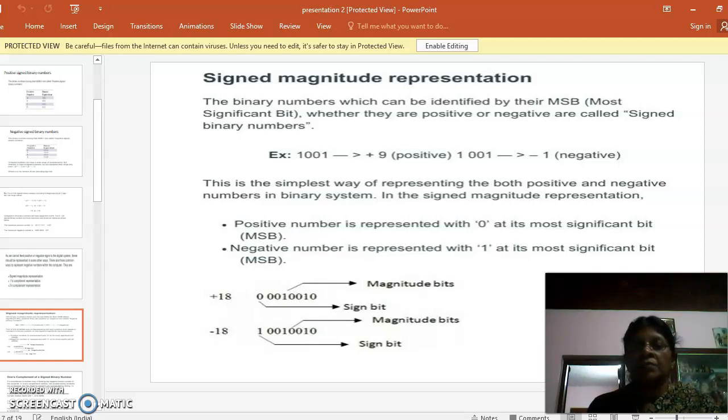Here is an example of signed binary numbers, and this is the simplest way of representing both positive and negative numbers in the binary system. In the signed magnitude representation, a positive number is represented with 0 at its most significant bit, and a negative number is represented with 1 at its most significant bit. Here is an example, showing the signed magnitude representation.